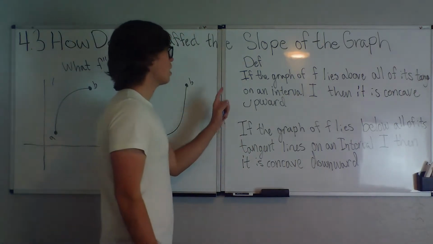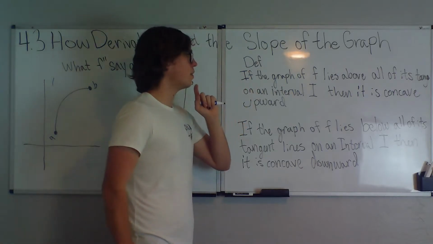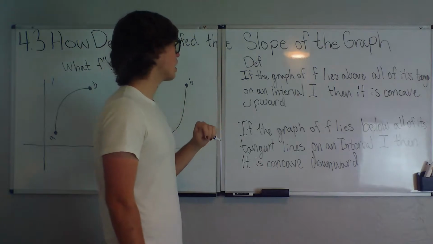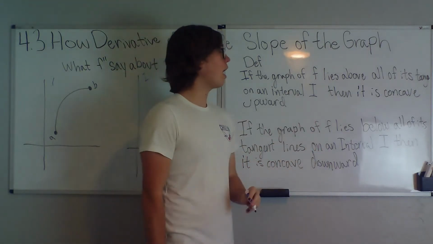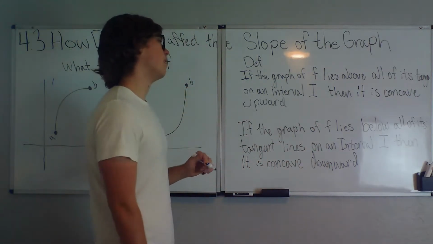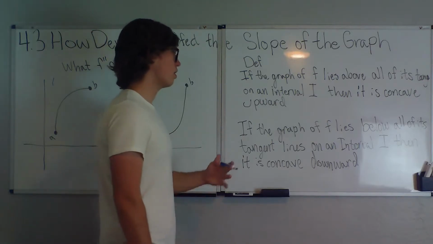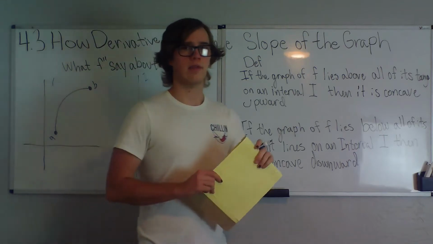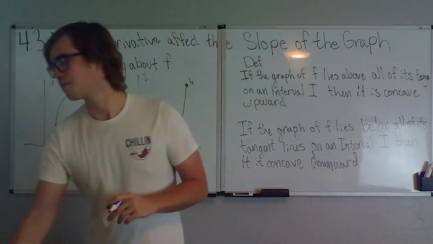It states that if the graph of f lies above all of its tangent lines on an interval I, then it is concave upward on that interval I. If the graph of f lies below all of its tangent lines on an interval I, then it is concave downward on an interval I. And what do we mean by this?